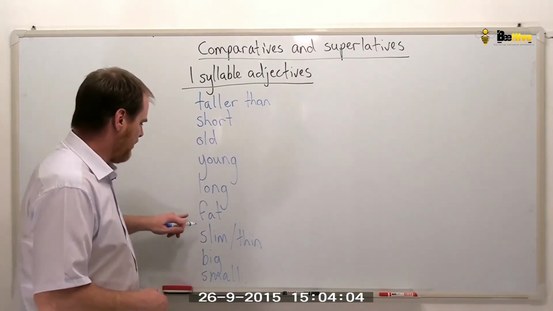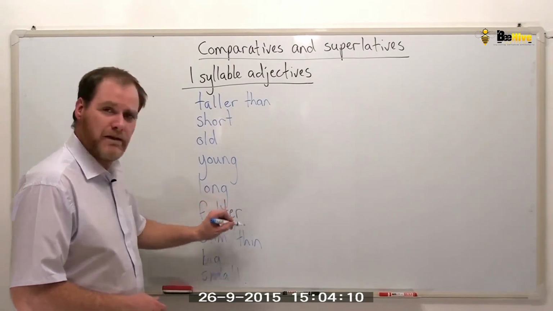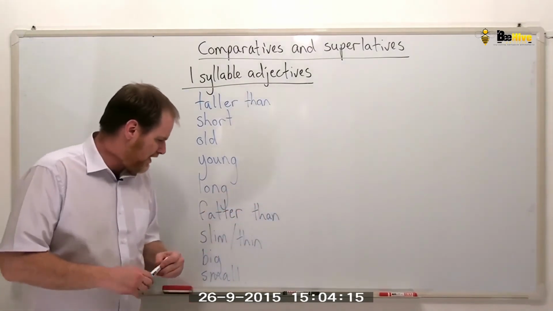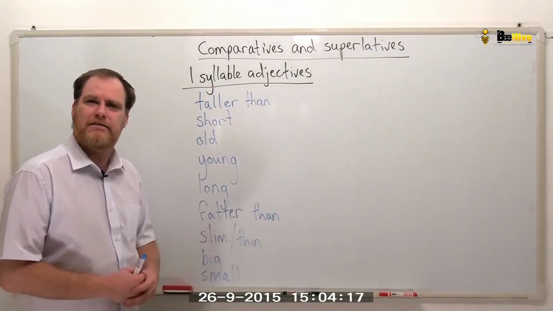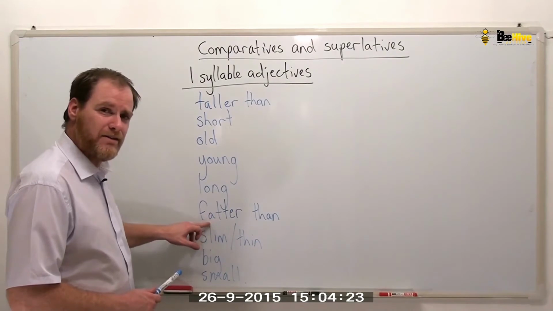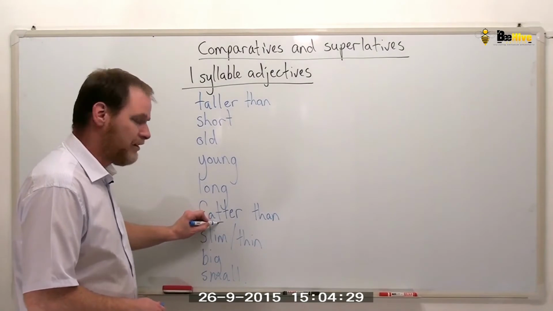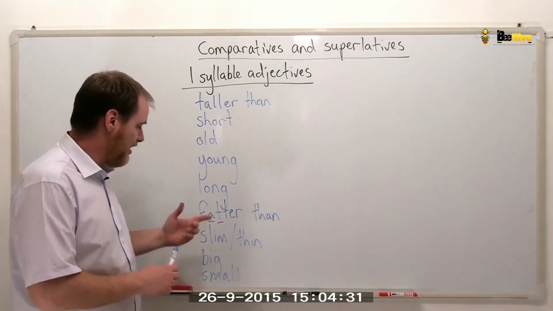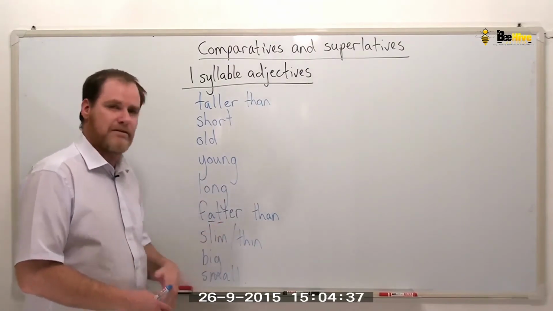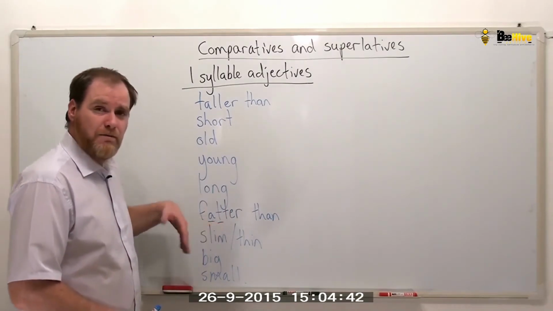But when we have a word like fat, okay, we have to double the T, okay? So we say fatter than. So, can anybody tell me why do we have to double the T? The reason is, at the end of the word, so we're talking about the last two letters, right? The last two letters, we have a vowel followed by a consonant, right? So our vowels are A, E, I, O, and U, and all the other letters are consonants, T, S, etc., okay? So when we have this situation, we must double it.